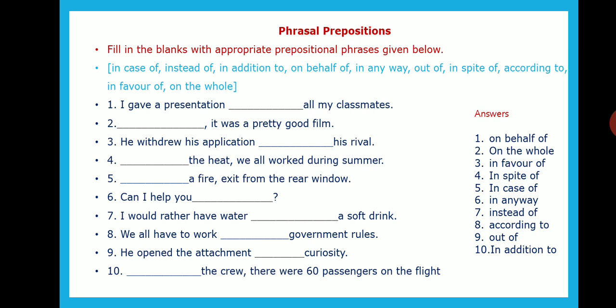Next, can I help you dash? Find out, it is simple. In any way. Can I help you in any way? I would rather have water dash a soft drink. I would rather have water instead of a soft drink. So one person is given a soft drink. He doesn't like soft drinks. He doesn't like Pepsi, Coca-Cola and all. So he is asking for water instead of that. Instead of is a phrasal preposition. Eighth sentence. Read the eighth sentence.